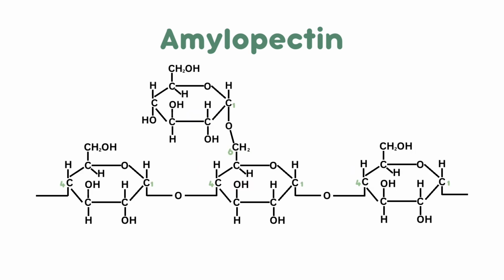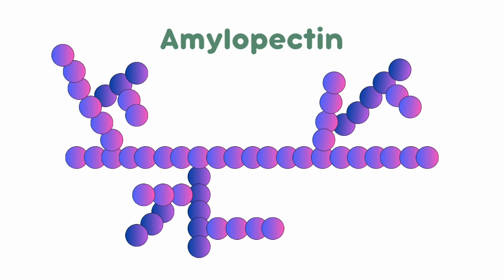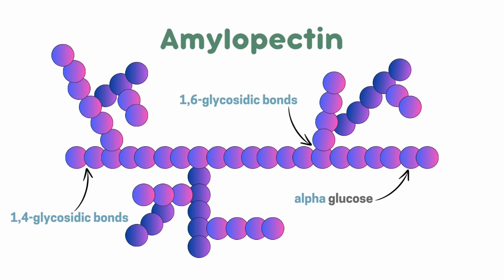This is a section of amylopectin shown here, with the 1,4 glycosidic bonds here and the 1,6 glycosidic bonds here. Now here is another structure of amylopectin, just larger. As you can see, you have the alpha glucose molecules here, the 1,6 glycosidic bonds here, which make it branched, and the 1,4 glycosidic bonds here, and the free ends.